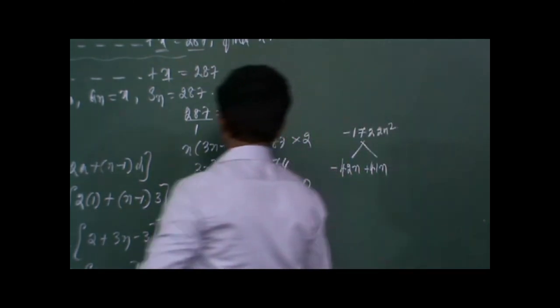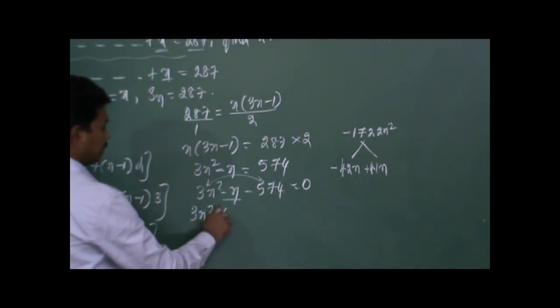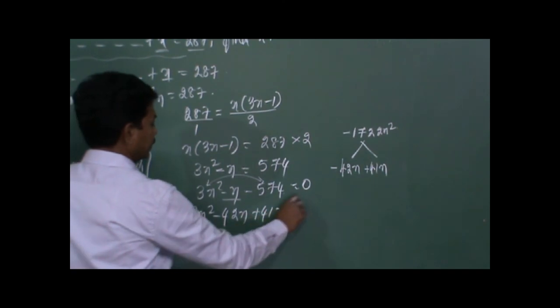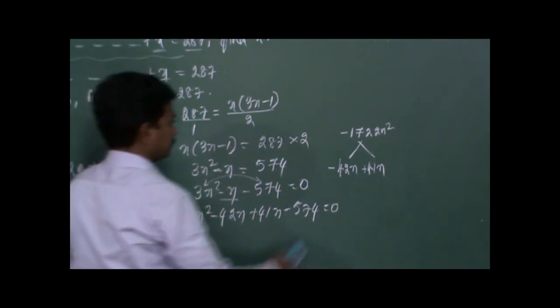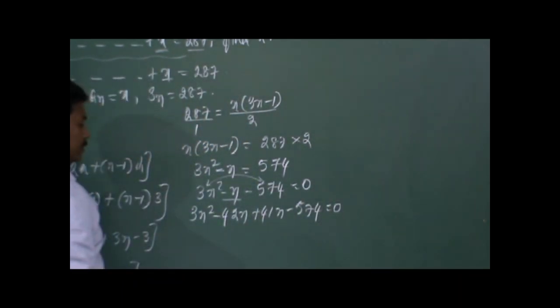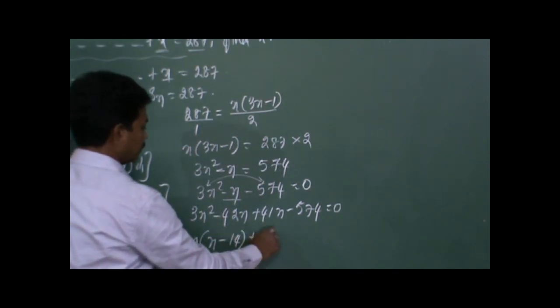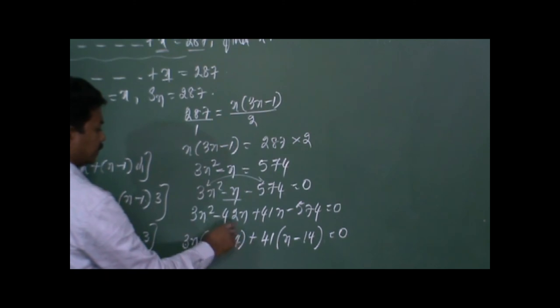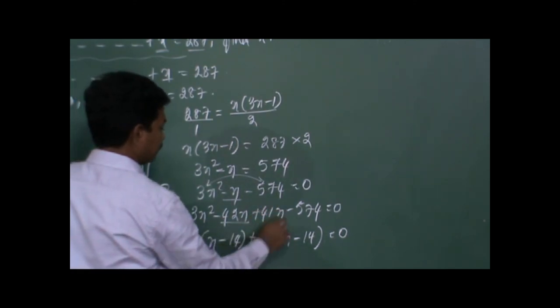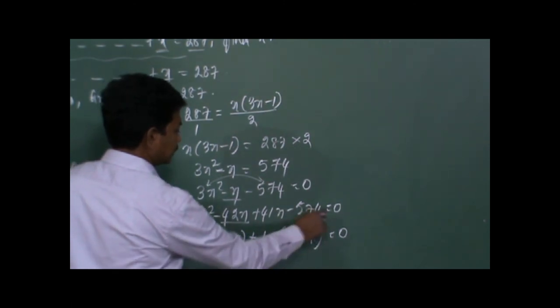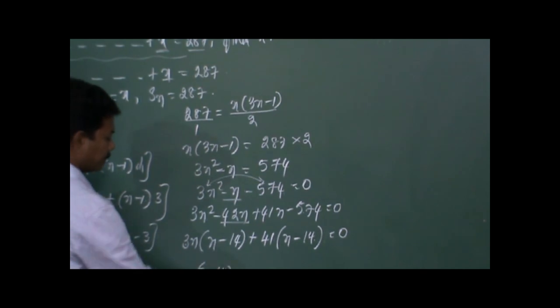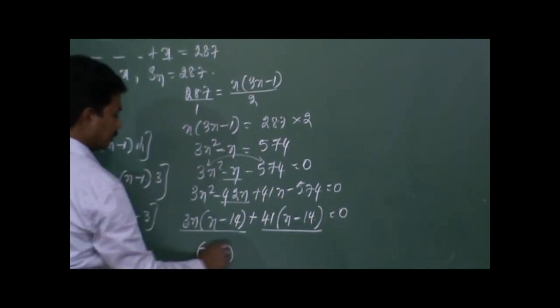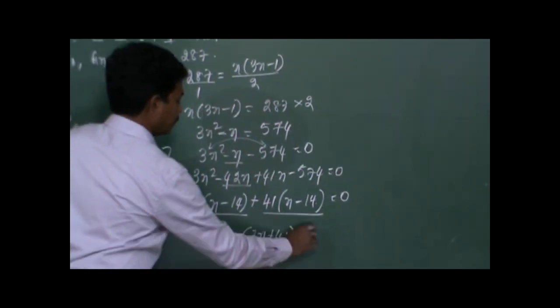So instead of minus 1n, I'm going to write 3n square minus 42n plus 41n minus 574 is equal to 0. This is what you have to write in the exam, the working column. You can take 3n as common, so it becomes 3n into n minus 14, plus you can take 41 as common, so 41 into n minus 14 is equal to 0. Check: 3n into n is 3n square, 3n into minus 14 is minus 42n, plus 41 into n is plus 41n, plus 41 into minus 14 is minus 574. So out of these two terms you can take n minus 14 as common, and the remaining thing is 3n plus 41 is equal to 0.